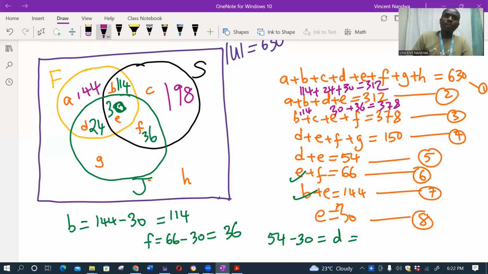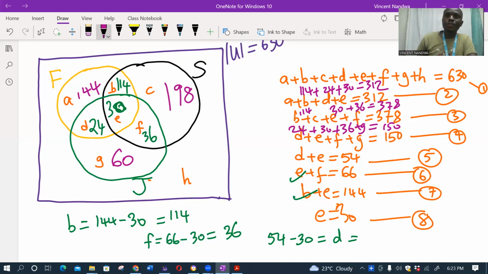And then G will be obtained from this equation. So D is 24, E is 30, F is 36. So when we add G, the total should be 150. So 24 plus 30 plus 36 is 90. From 150, you get 60. So G is 60.